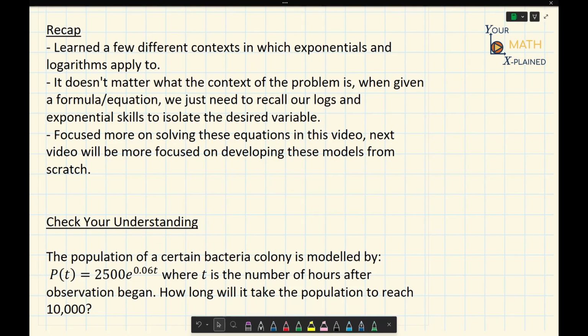Now let's do a quick recap of everything we covered in this video. We learned a few different contexts in which exponentials and logarithms apply. But for this particular video, it didn't matter what the context of the problem was. We were given a formula or equation, and all we needed to do was substitute in our values and then use our log laws and exponential skills to solve for them. This video was more of an appetizer to show you where exponentials and logs appear in real life. The next video is going to be more focused on developing these models from scratch.